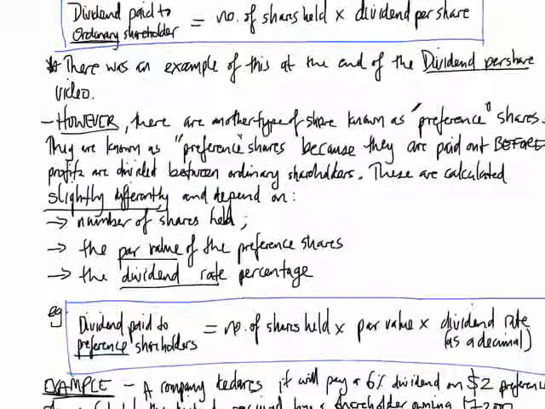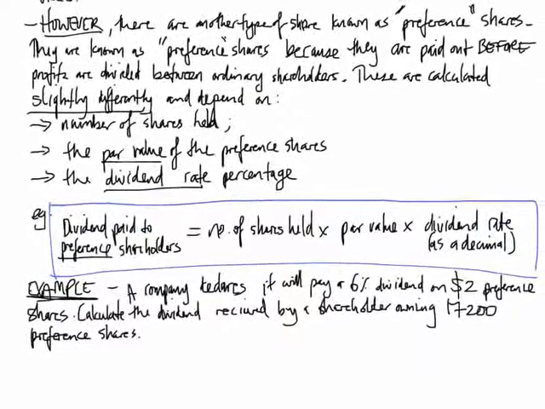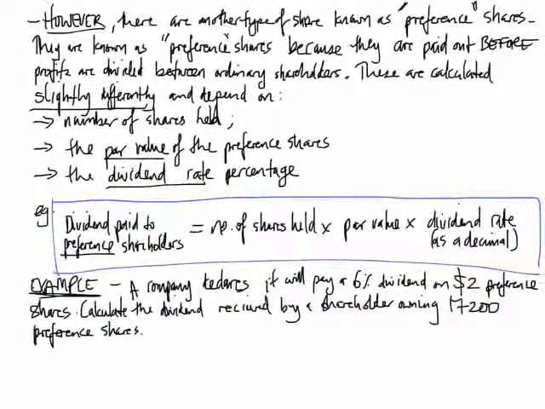However, there's another type of share which we know as preference shares. The reason why they're called preference shares will become clear in the next video. But basically, these are paid out before profits are given to ordinary shareholders. Sometimes the whole profit is not actually divvied out, like in the previous video's example. Sometimes the company will hold on to it for more investment or for tax purposes, and then the profit will be less.